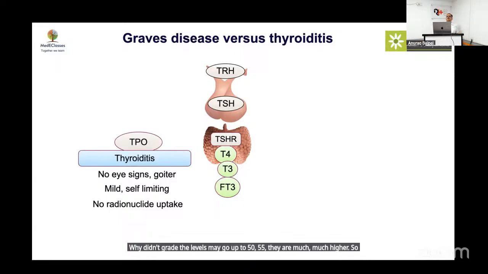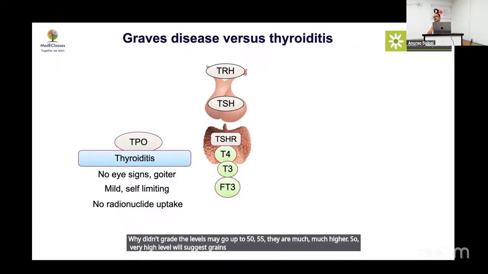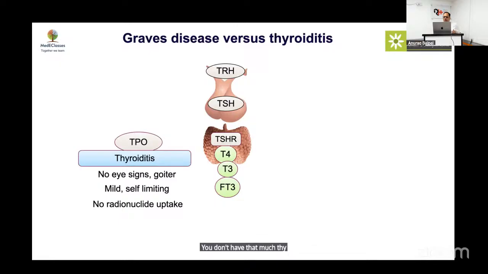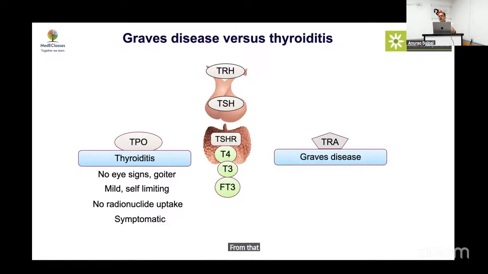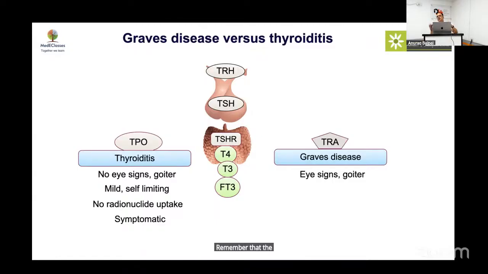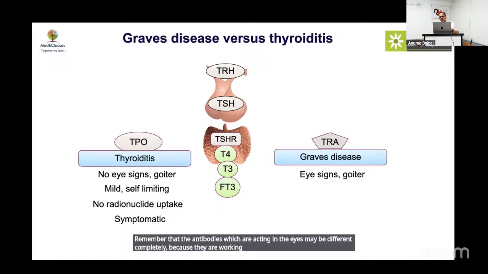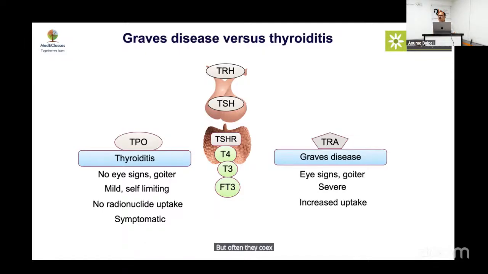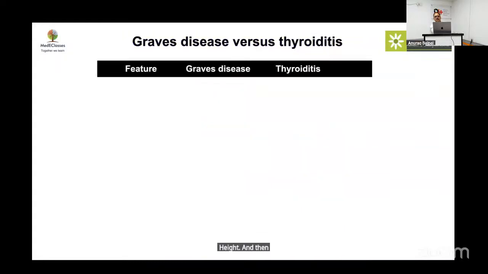So a very high level will suggest Graves because ultimately you don't have that much thyroid to be released from the gland. While if you have TSH receptor stimulating antibodies, you will have other features like eye signs and goiter. Remember that the antibodies acting in the eyes may be completely different because they are working on different antigens, but often they coexist and they will be more severe. Levels are typically above double the upper limit of thyroid hormone, and the uptake on scan will be high. And then you have to treat them with antithyroid drugs.